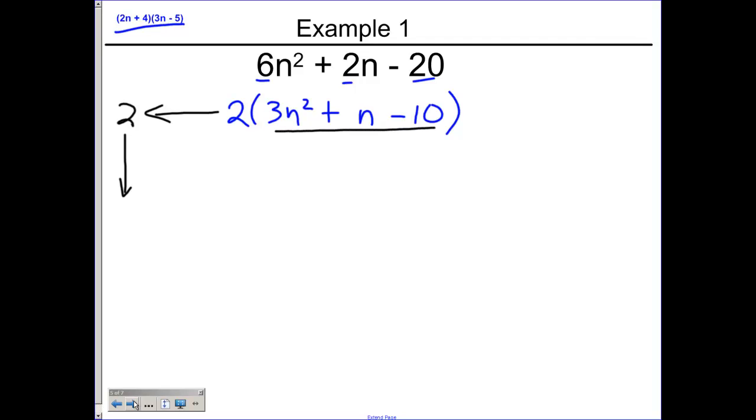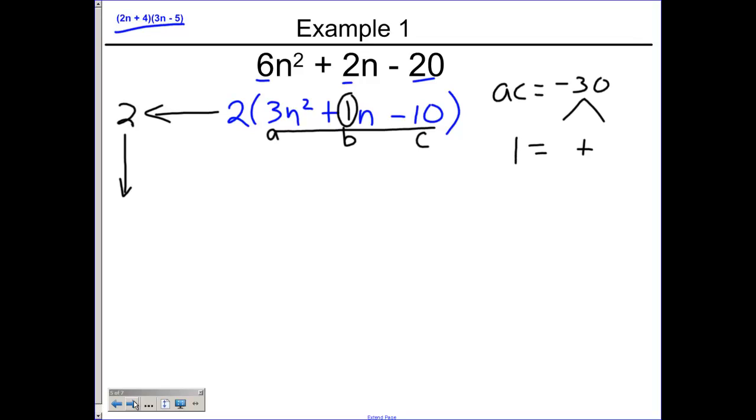Okay, so the next step is to take the a value and times it by c. Well, the a is a 3, the b here is a 1, and the c value is a negative 10. So a times c is going to give us negative 30. The next thing we have to do is take that negative 30 and list the factors that will add up to the positive 1 for b value. So whatever I get here, these 2 factors have to add up to a positive 1.